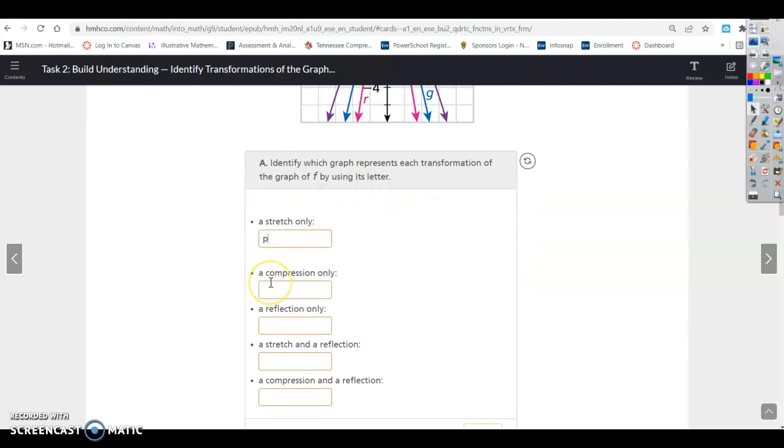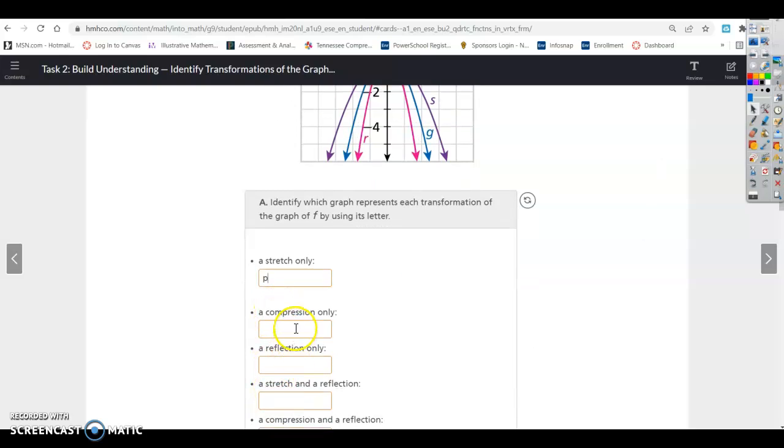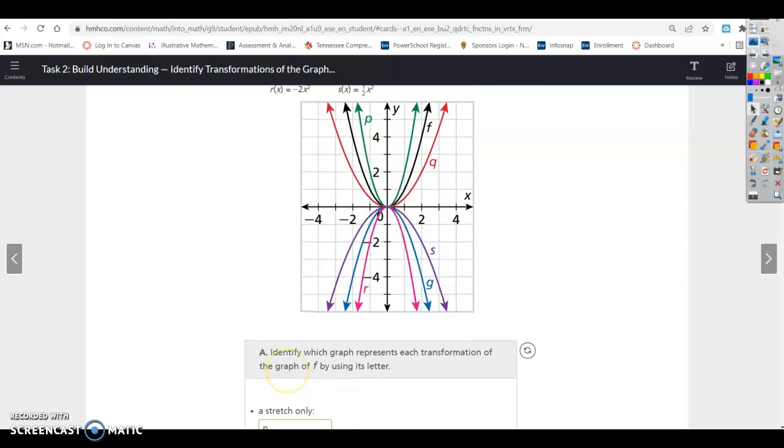All right, a compression only. So a compression only goes the other direction. It's compressed towards the x-axis, so that's going to be our q function. That's the red one. A reflection only means a reflection of the parent function, which means of f, so that would be our g function.